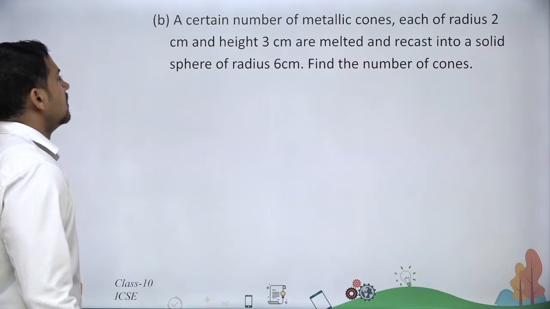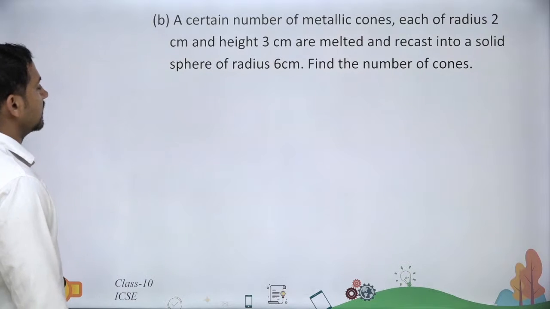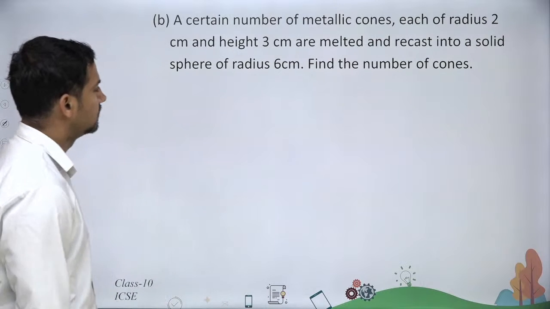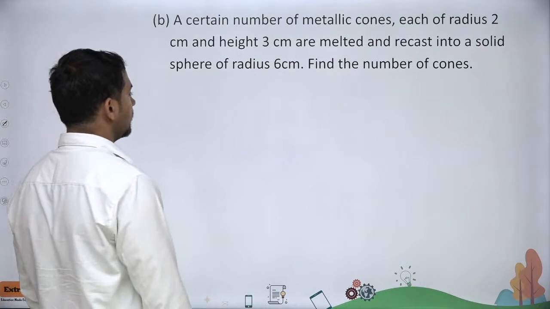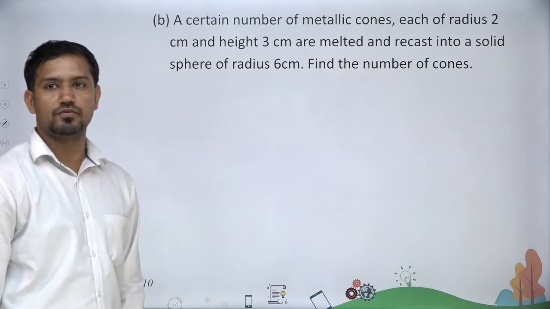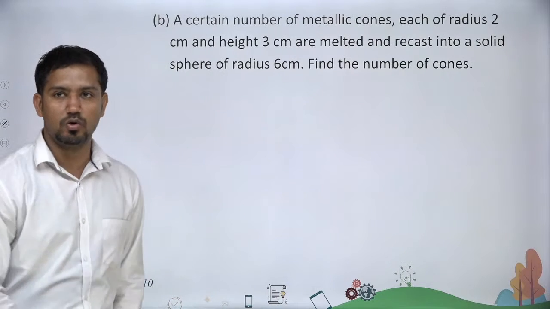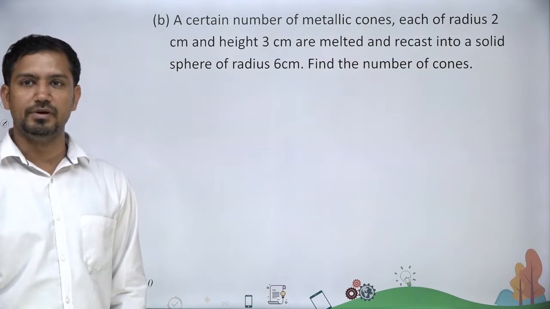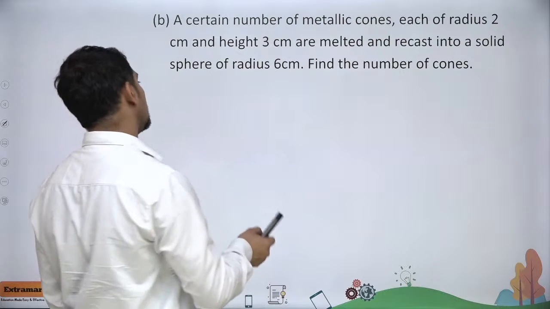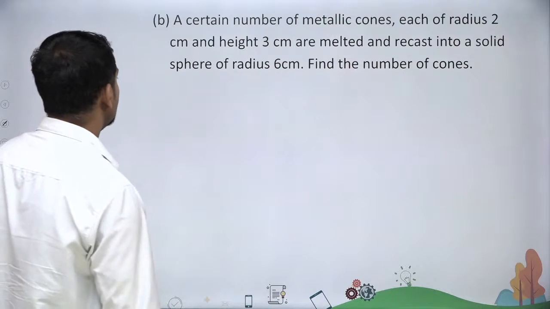Now, a certain number of metallic cones, each of radius 2 cm and height 3 cm, are melted and recast into a solid sphere of radius 6 cm. Find the number of such cones. We have to find the number of cones. Only we have to find the number of cones.